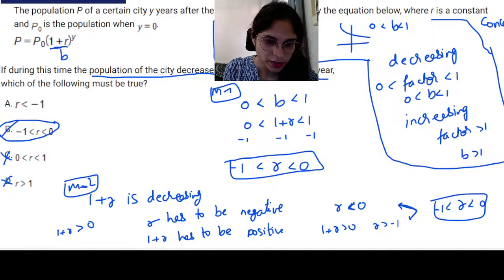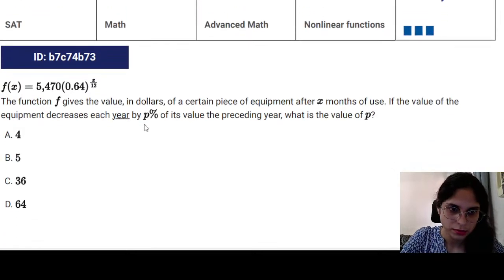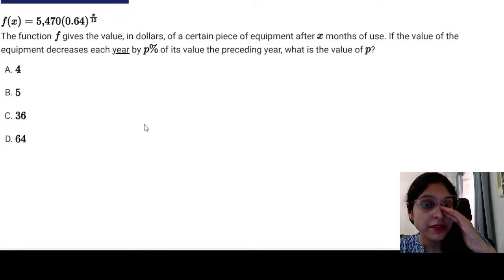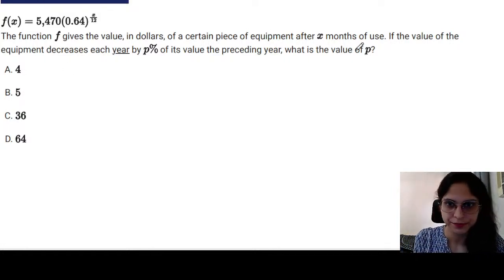Now the next question is 46. That will be on page number 47. And I will come back to my original position. Yes. So function f gives the value in dollars of a certain piece of equipment after X months of use.